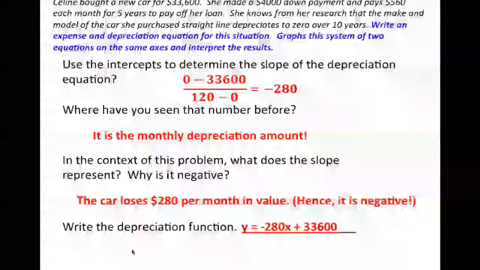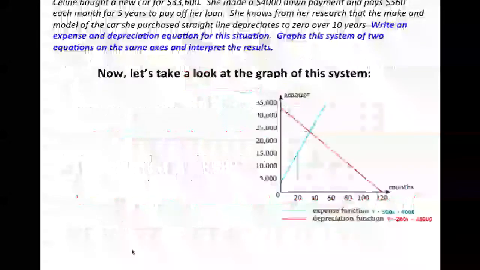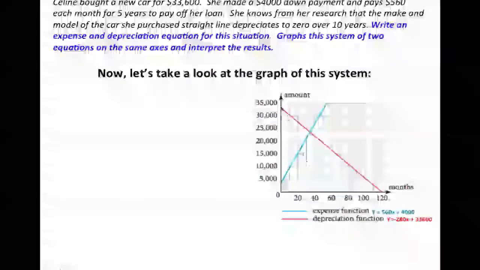students, it takes some time for them to get used to this problem. But once they see it, once they know how to set up an expense and how to set up a depreciation function, they fly with it. And this, I'm talking about students of all ability levels. Here's the graph. The red line here is my depreciation. It has negative slope.